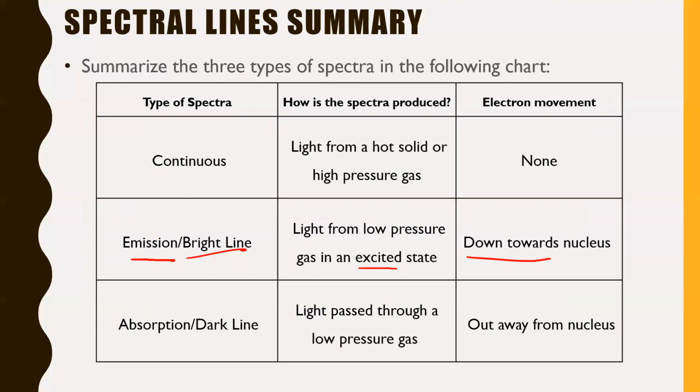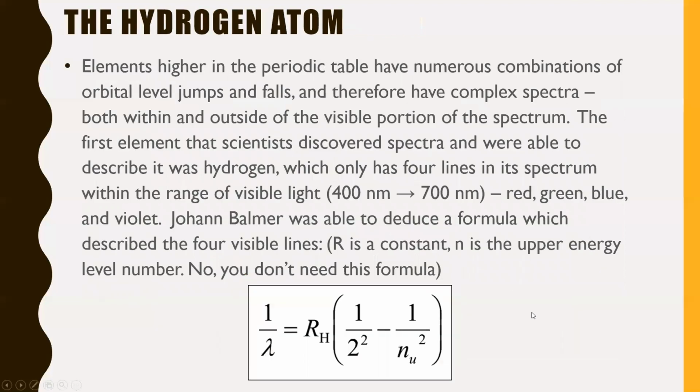So you'll definitely want this chart if you haven't copied it down already. All right, so for the hydrogen atom, I'm going to zip through this real quick because some of this early stuff is just too much. Basically, elements higher in the periodic table have numerous combinations of orbital level jumps and falls, and therefore have very complex spectra, both within and outside the visual portion of the spectrum. So that's kind of interesting. Those spectral lines theoretically could show up in ultraviolet, or they could show up in infrared, right?